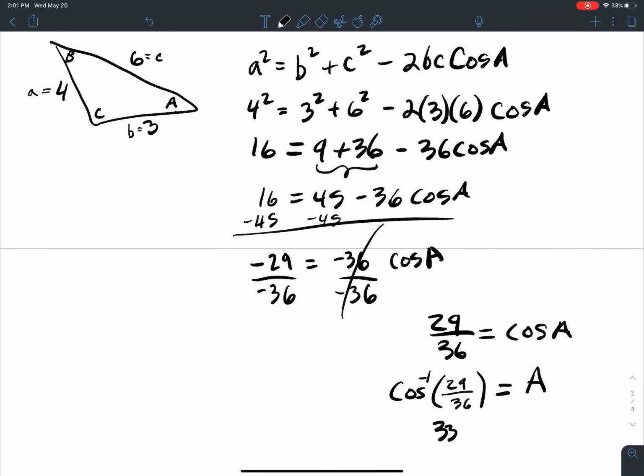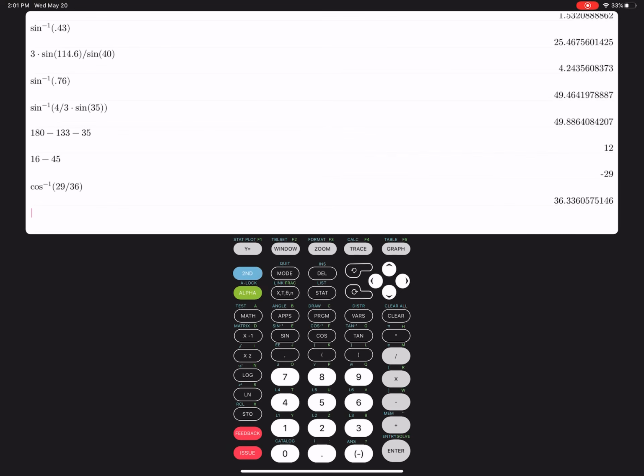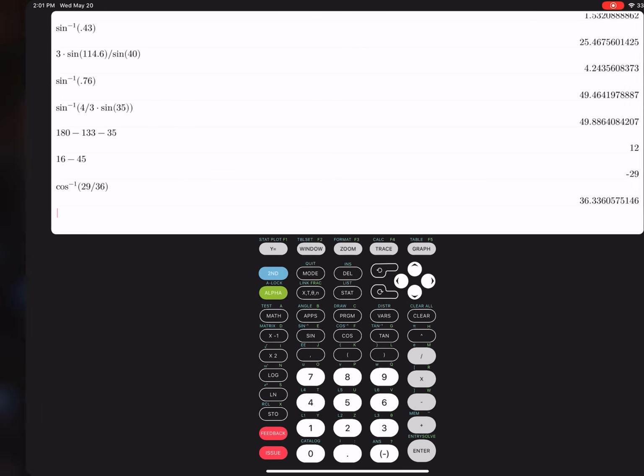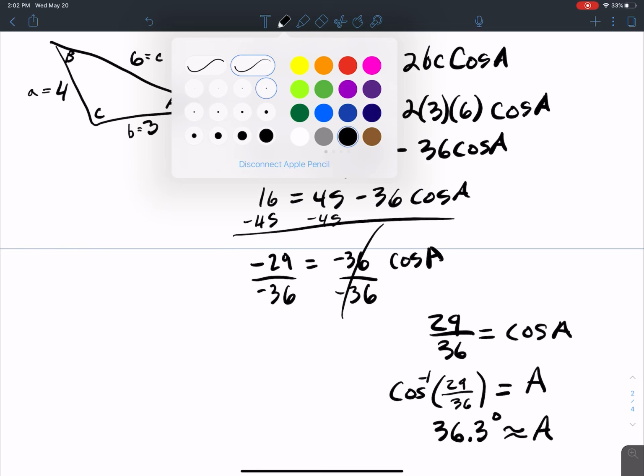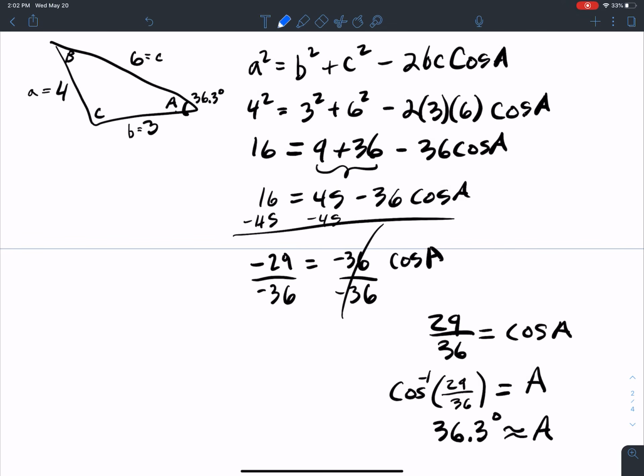I'm sorry. What have I done wrong? I've done something wrong. 36.3. Not 33.3. 36.3 degrees. Okay. So that's angle A, 36.3 degrees. Now I'm going to stick with my law of cosines so I don't have any ambiguous cases going on here. And let's just find angle B now.